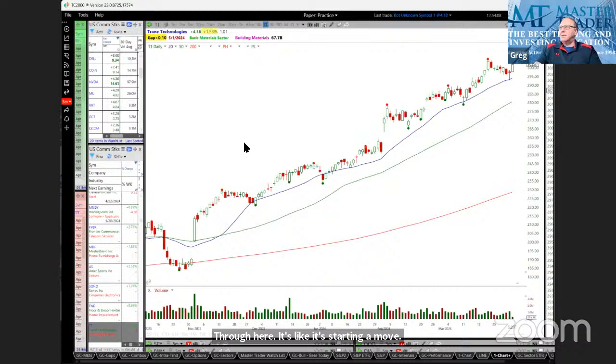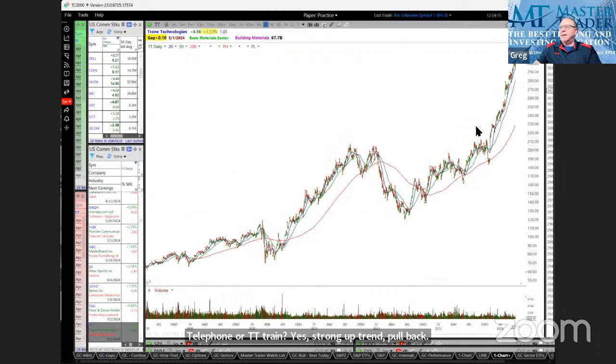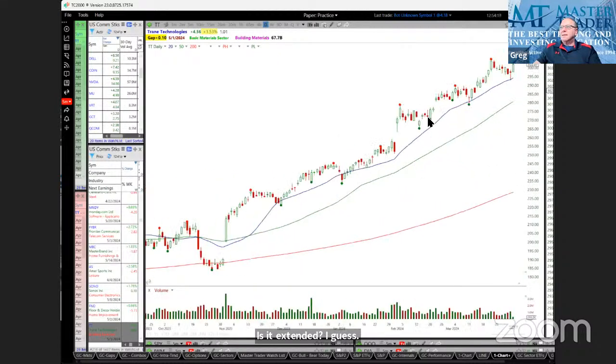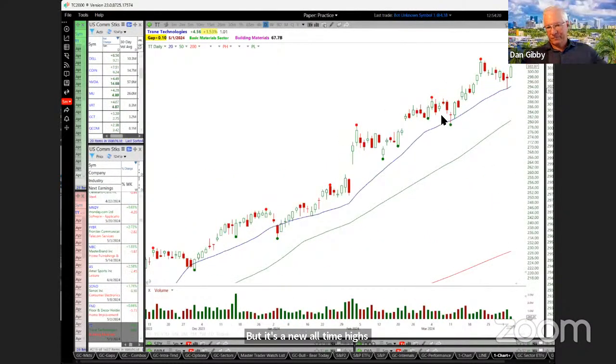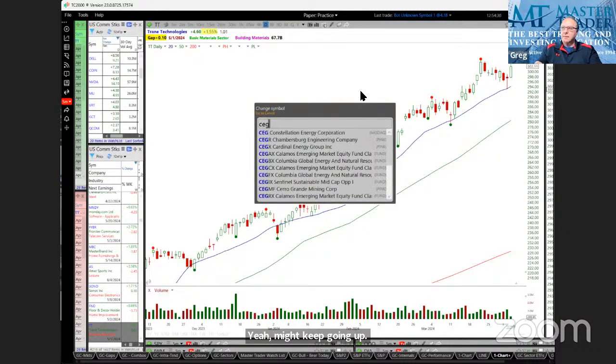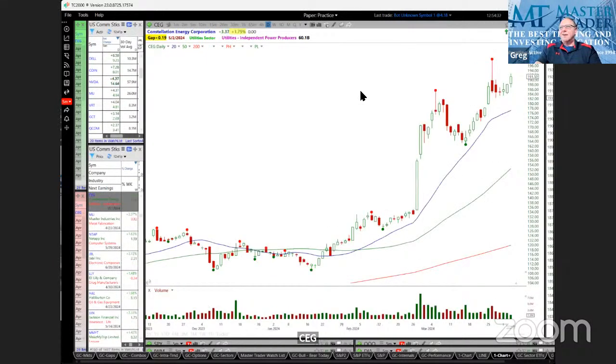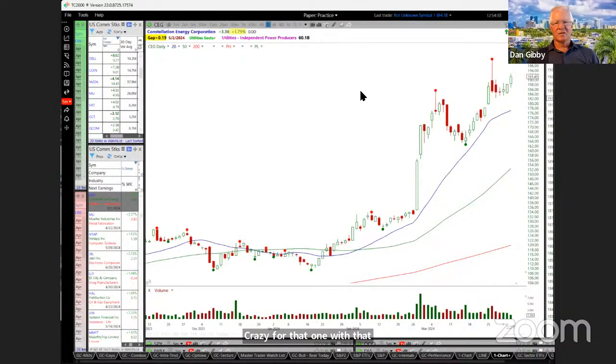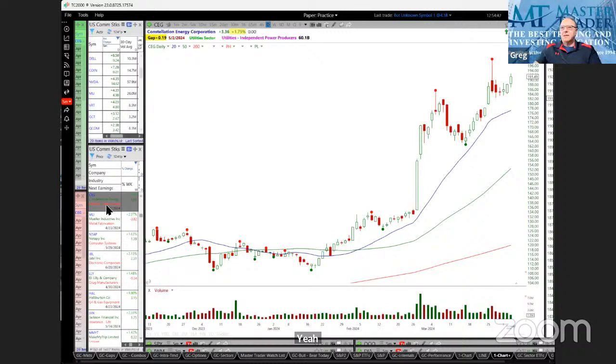Teladoc, TT, train. Yes, strong uptrend, pullback. Is it extended? I guess, but it's at new all-time highs. To us, it's a 1 to 4 day swing trade, just manage in between. Yeah, might keep going up. CEG. Not crazy for that one with that timing. Put spread, I do. Yes. I don't like those deep retracements either. And you can see here, it's a utility.